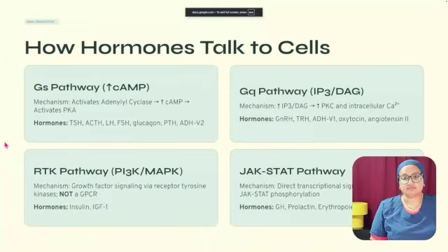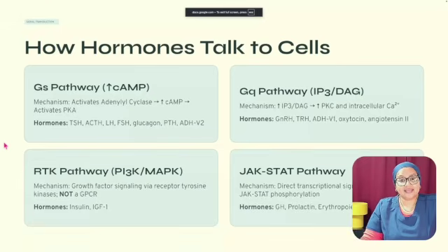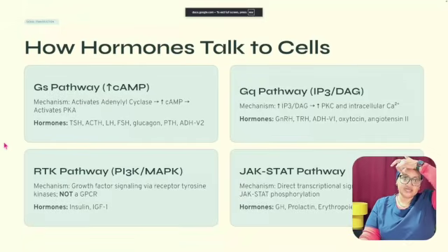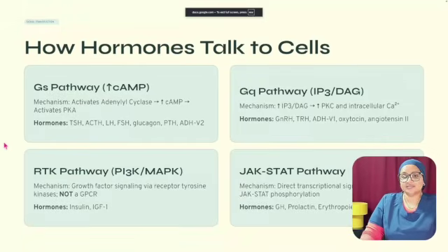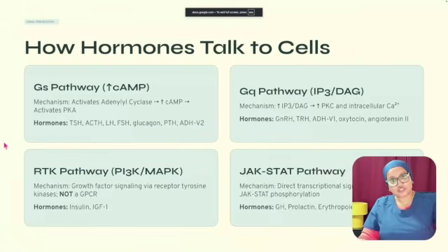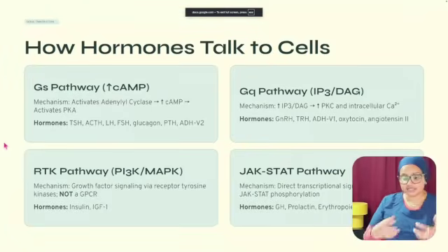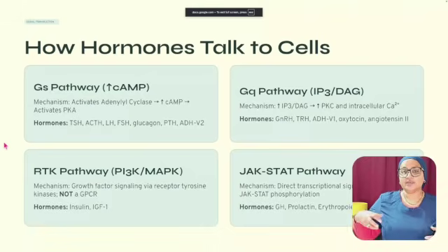So the hormones that use this JAK-STAT pathway are growth hormone, prolactin, erythropoietin. They bind cytokine-like receptors that recruit Janus kinase, which is JAK. JAK phosphorylates STAT proteins, signal transducers and activators of transcription, which then dimerize, enter the nucleus, and directly regulate gene expression. This is a direct nuclear pathway without a classic second messenger cascade. So this is an intracellular receptor actually working on the nucleus.